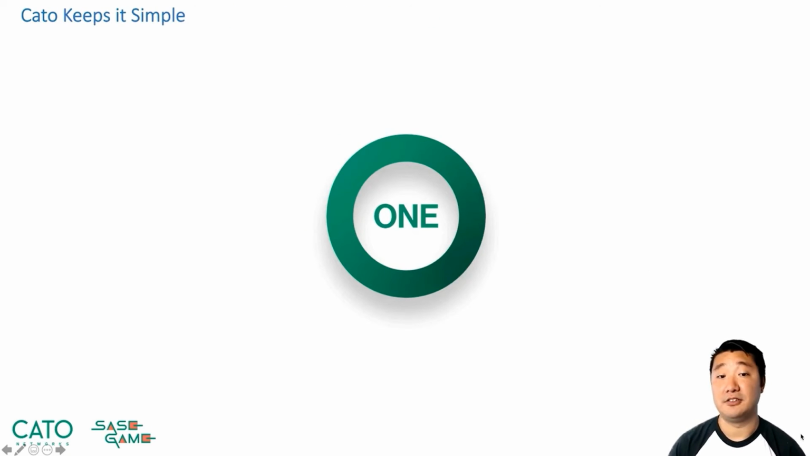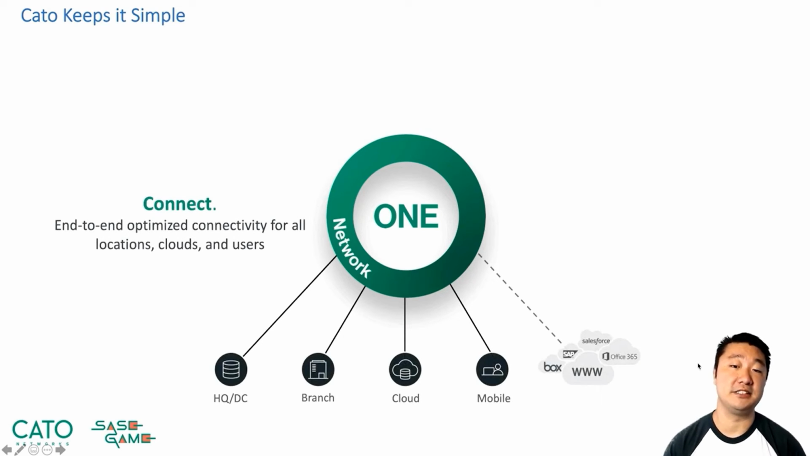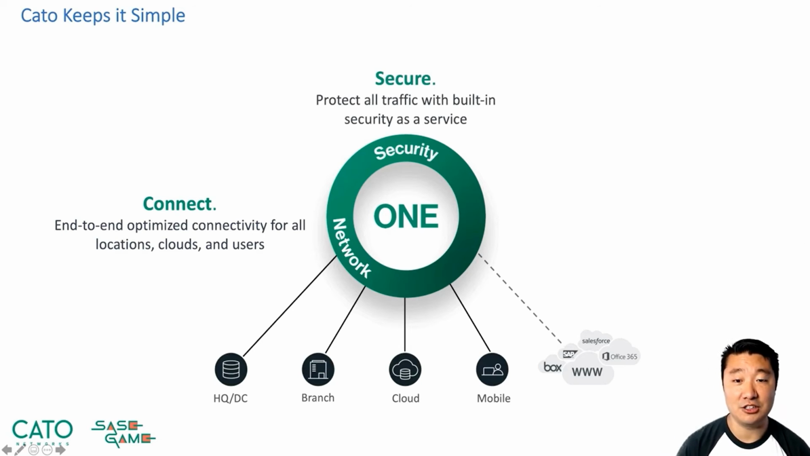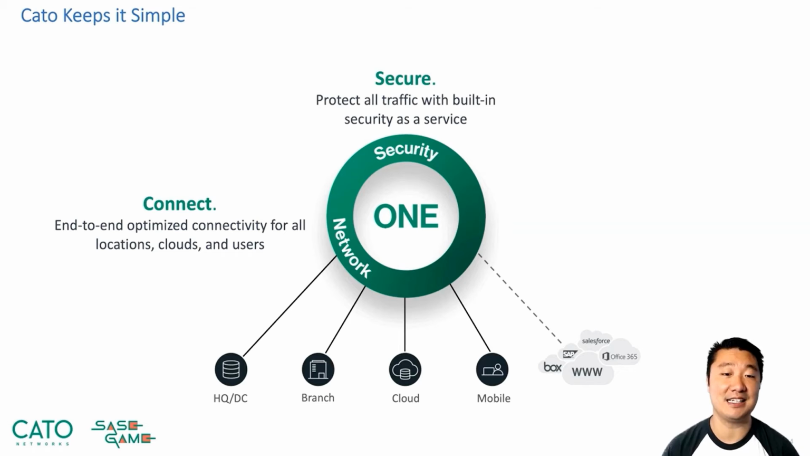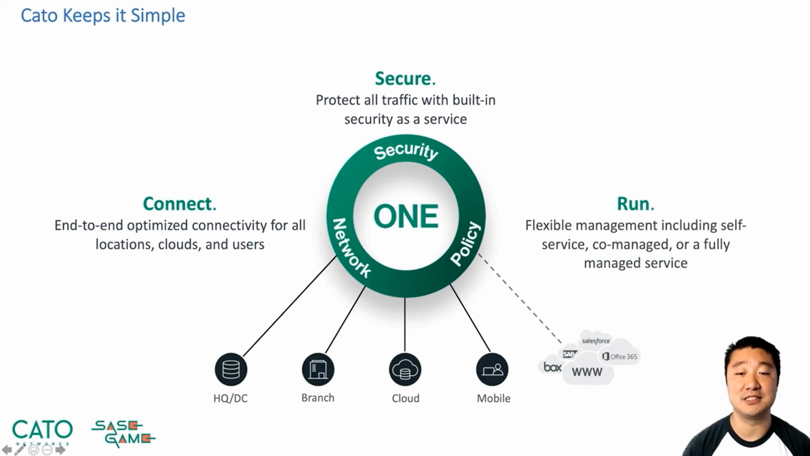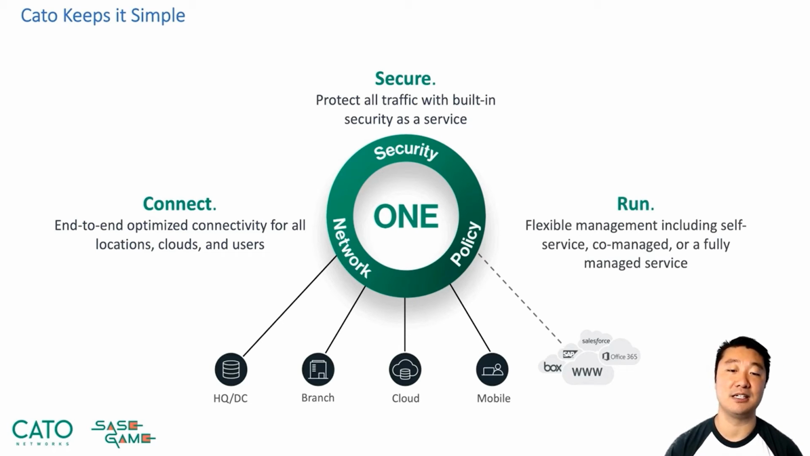Now, how does it work at a high level? First, Cato connects all branches, users, applications, and clouds into a cloud-native network. All traffic is optimized end-to-end between users and applications everywhere in the world. Next, Cato protects all traffic inside its cloud service against threats and attacks with a full security stack. Enterprise-grade protection is applied to all traffic across data centers and branches and down to a single user on a mobile device. Finally, customers have flexible management options. You can manage all network and security policies and access full real-time analytics from a single self-service console. Or you can use co-managed or fully managed services from Cato and its partners. Simple.